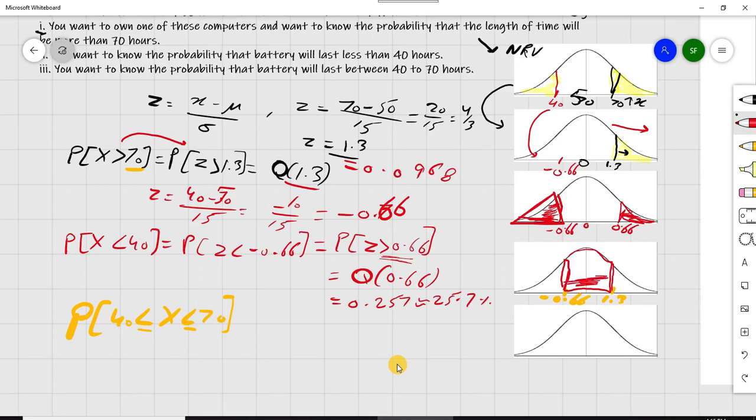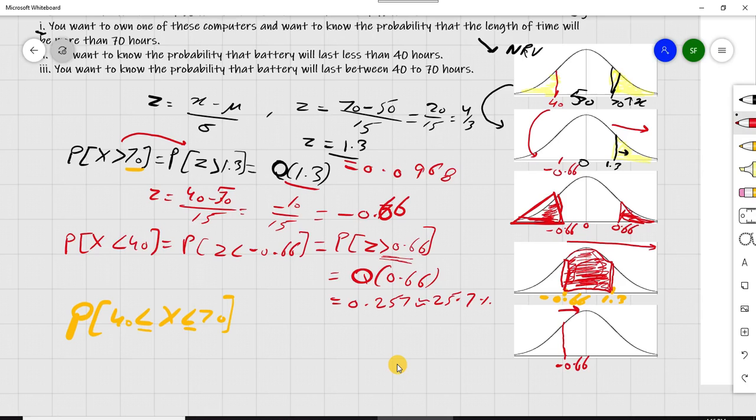Now if we have looked into the Q table before, we know that the Q table does not give us the probability of a certain region. In fact, it gives the probability from one point all the way up till infinity. So I cannot stop somewhere at 1.3. So how do I deal with this problem? First I try to find out the probability after the point minus 0.66, towards the right of this point.